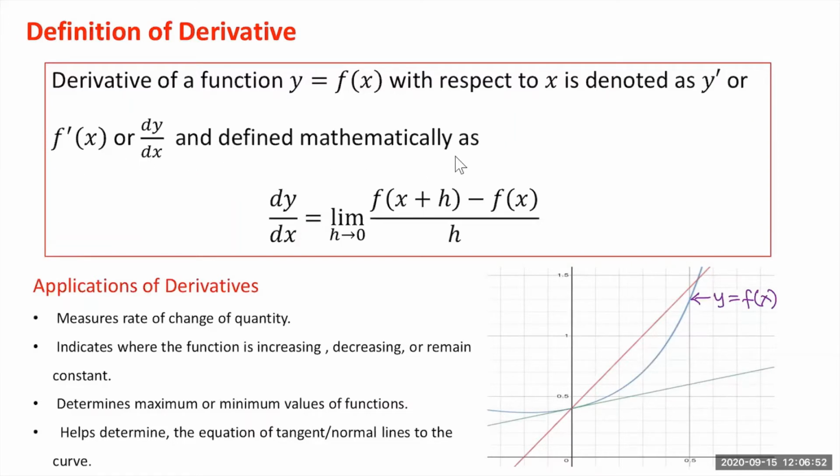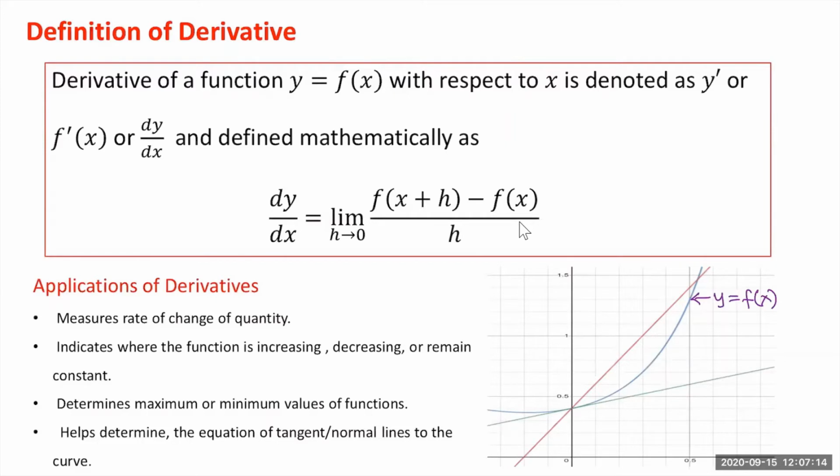And the derivative is defined as this quantity here: dy over dx is equal to limit as h approaches 0 of f of x plus h minus f of x over h. So this is the definition of derivative. This is also called the limit definition of derivative.